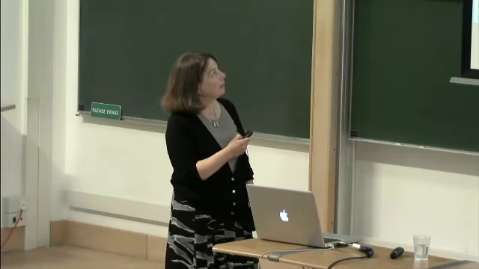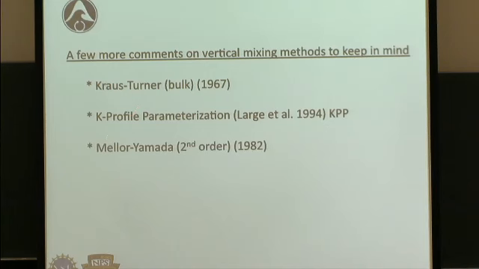So if we could just think about vertical mixing, there are various types of vertical mixing that could happen in the models: Krauss-Turner, the KPP, and second order Mellor-Yamada. Most of the models in the climate world, ocean models, are using the KPP parameterization, although one of the ones that I'll be showing is using the Mellor-Yamada, and the GISS model might be using Krauss-Turner, but I'm not sure.